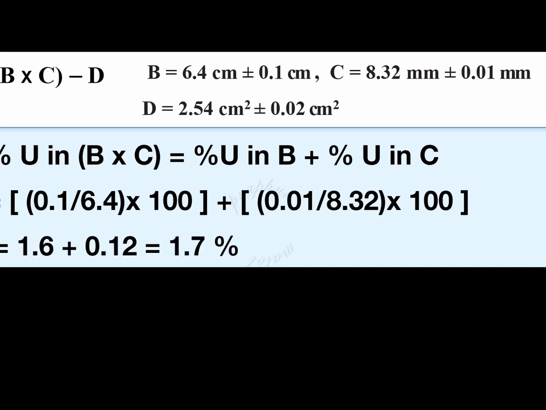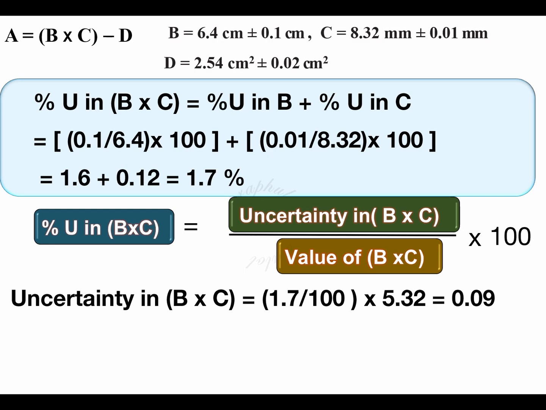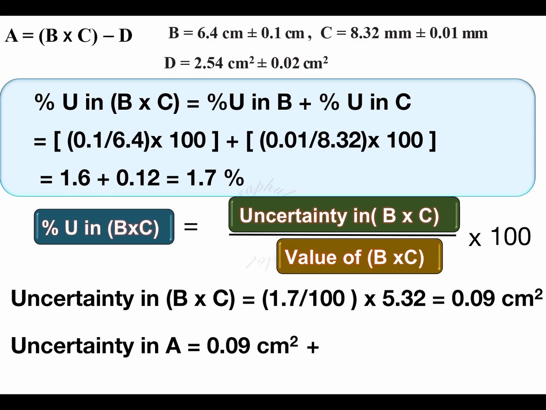So the total error in B into C is 1.7%. Now the problem is the next part is a subtraction. So by rule, you have to add uncertainties in the terms B into C and D, not percentage. So you have to convert percentage uncertainty in B into C to its uncertainty. Just multiply 1.7% with the value of B into C. The value of B into C you have to calculate, that is 5.32 centimeters squared. And the uncertainty in that value is 0.09 centimeters squared. Now you can directly add 0.09 plus the uncertainty in D, which is 0.02, to get the total uncertainty in A.